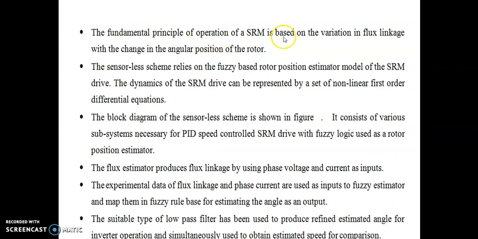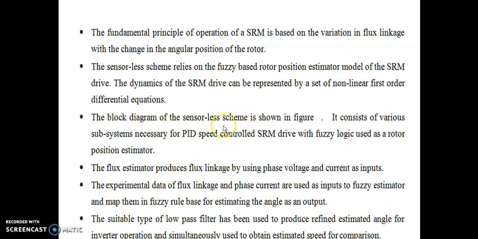The fundamental principle of operation of an SRM is based on the variation in the flux linkage with the change in the angular position of the rotor. The sensorless scheme relies on the fuzzy based rotor position estimator model of the SRM drive. Fuzzy based means the values normally vary from 0 to 1; it will take only the intermediate values, not 0 or 1. The dynamics of the SRM drive can be represented by a set of non-linear first order differential equations, so we are including the differentiation block in the block diagram.